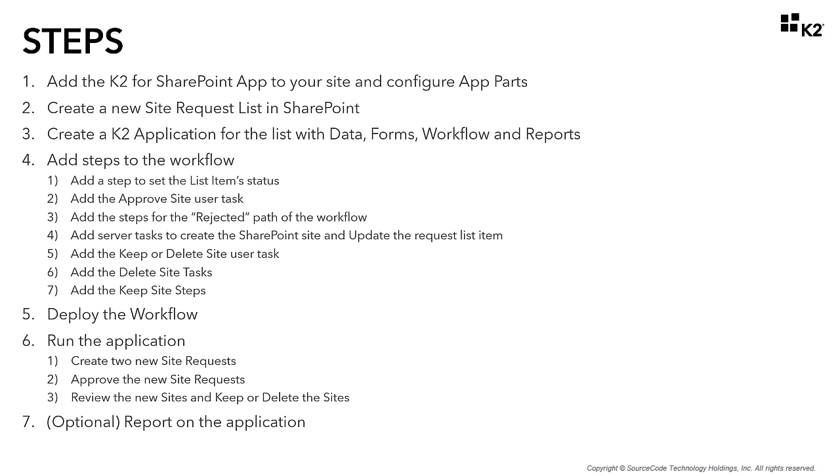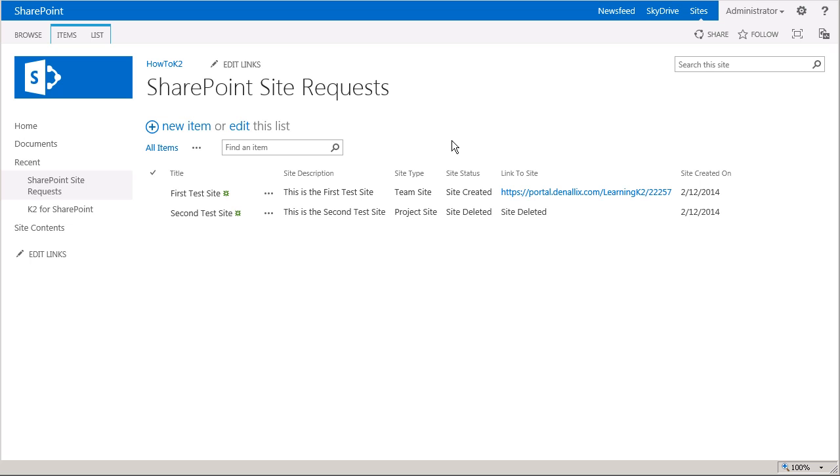Step 7 is an optional step that will take a look at reporting for the K2 application we just built. If you would like to learn how to use the K2 Reports page in the SharePoint Site Requests list to run the Workflow Instances report and Activity Instances report, feel free to stick with me. We'll also take a look at a view flow report for a running workflow instance. If you recall back when we created the K2 application for this list, we also chose to have reports created that will summarize workflow activity for this list.